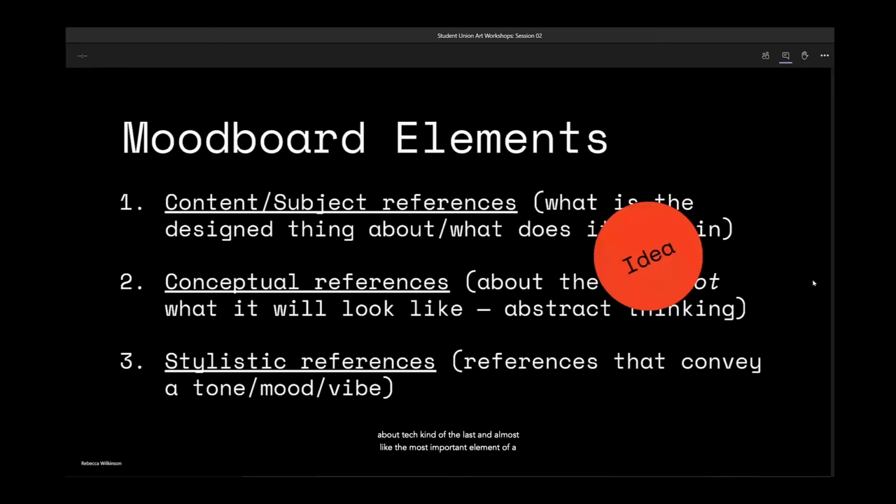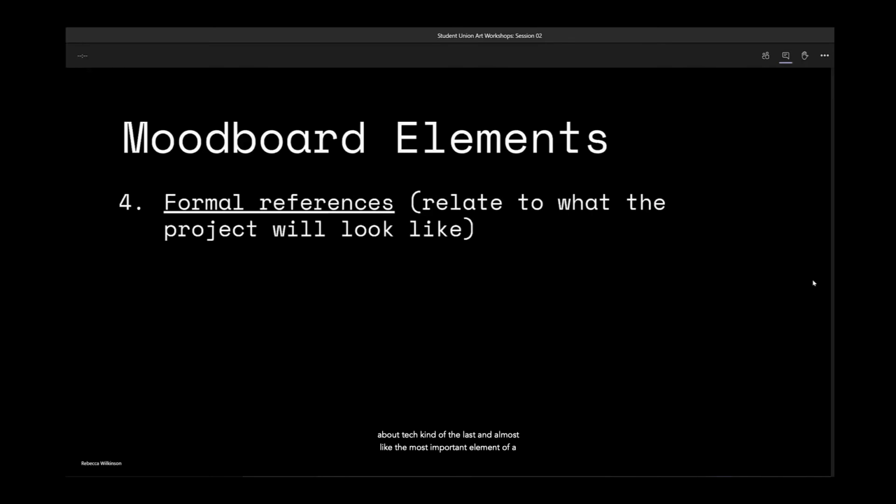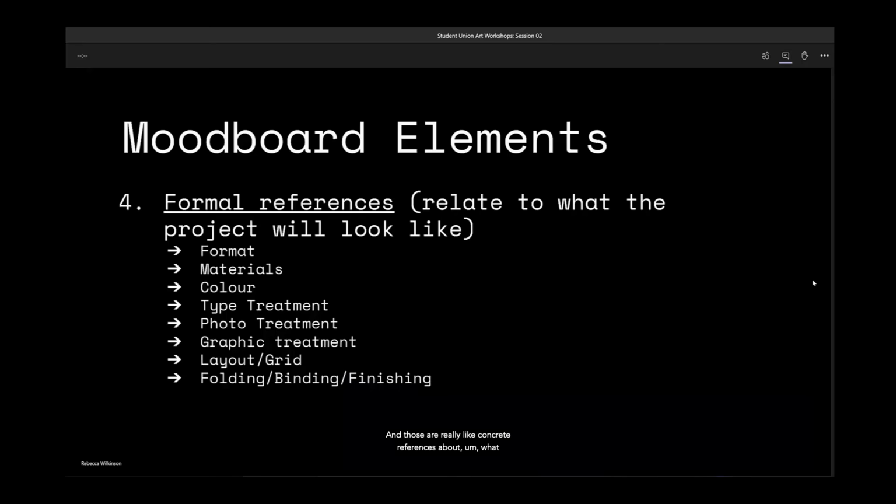And then the last and almost the most important element of a mood board are your formal references. And those are concrete references about what your project's going to look like. So when you get to this stage, you already have a concept, you have an idea for your project, you have an idea of the style or the tone. And then you want to think about things like the format. Is it long? Is it wide? Is it a book? Is it a poster?